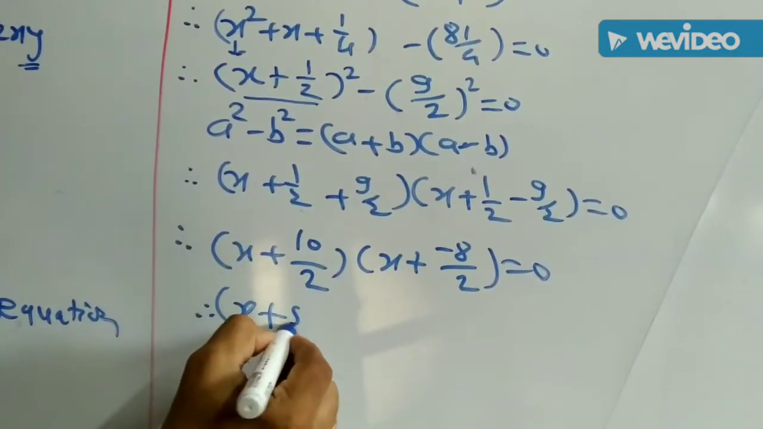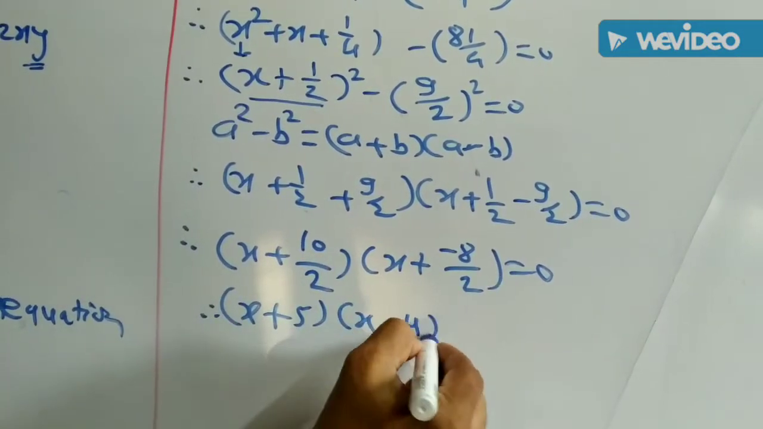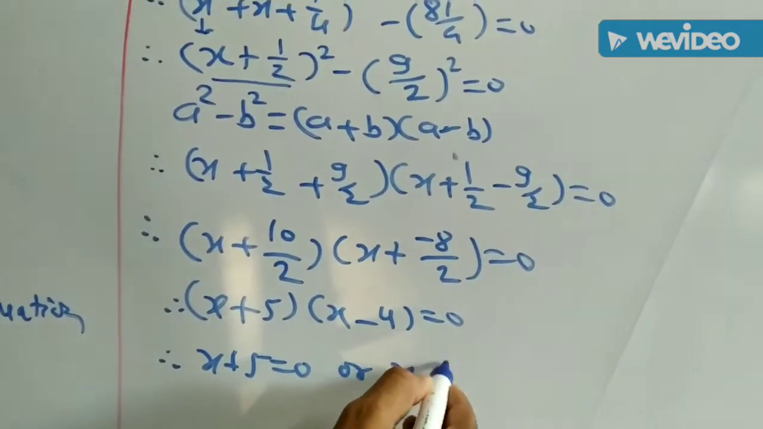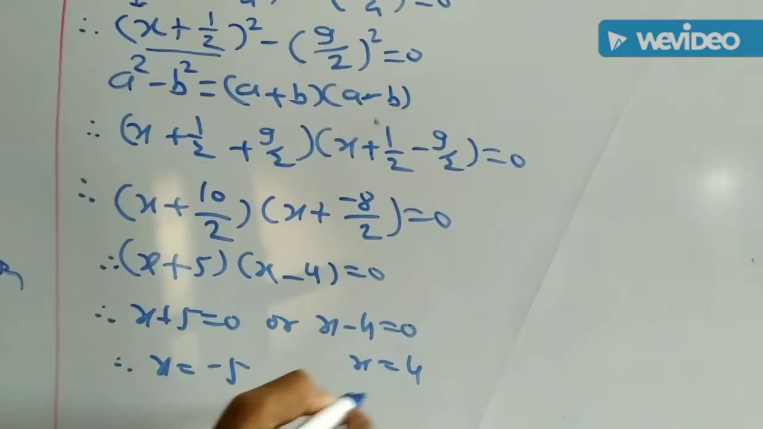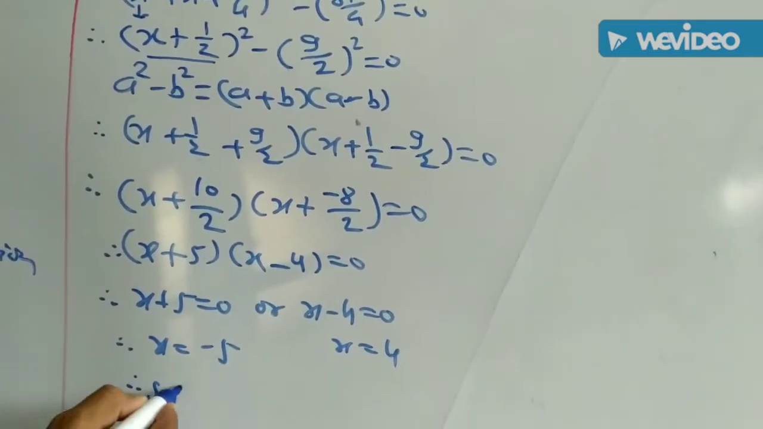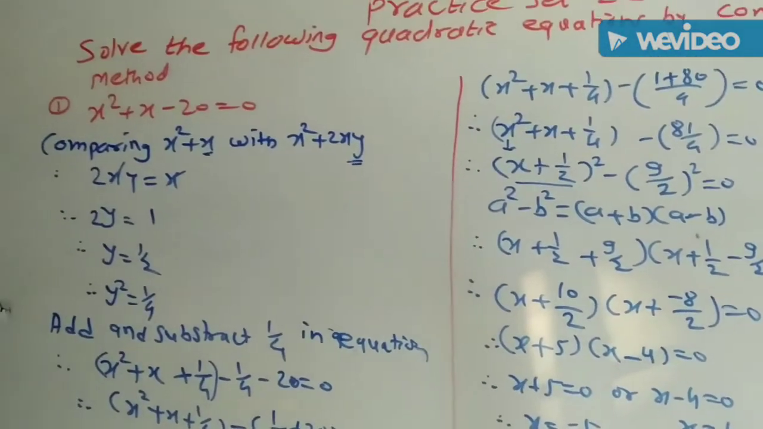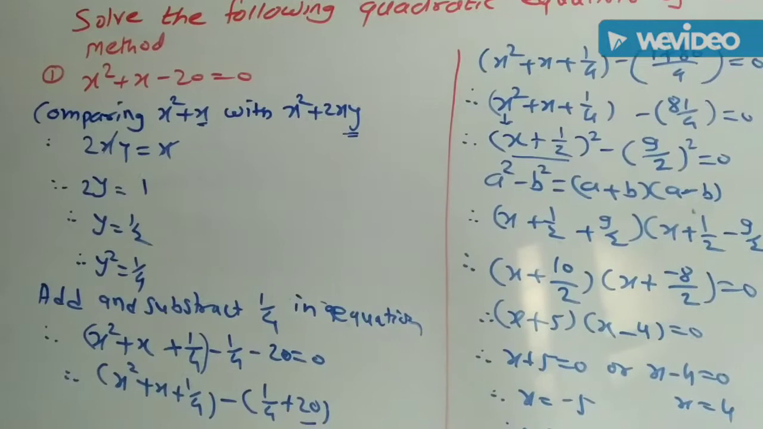x plus 10 upon 2, that is 5, and x minus 8 upon 2, that is 4, is equal to 0. x plus 5 is equal to 0, or x minus 4 is equal to 0. Plus 5 gets converted to minus, minus 4 gets converted to plus, and therefore the solution is minus 5 and 4. Again we see this example.